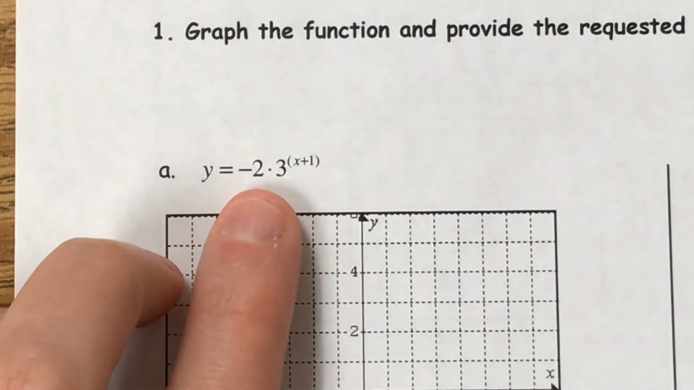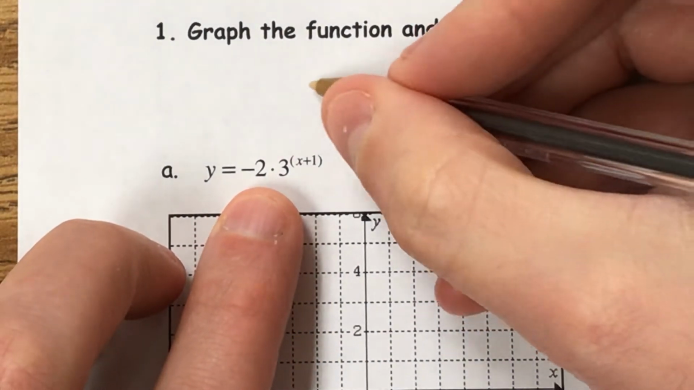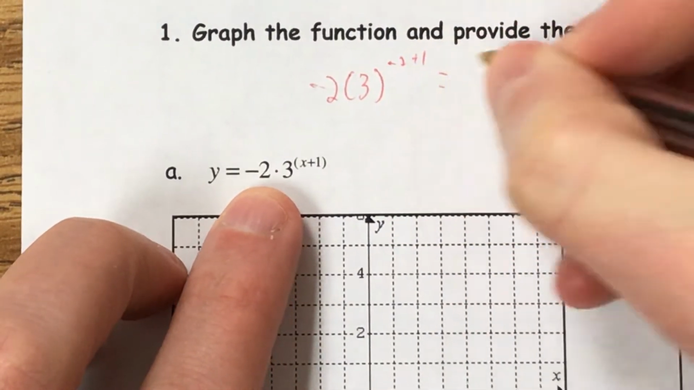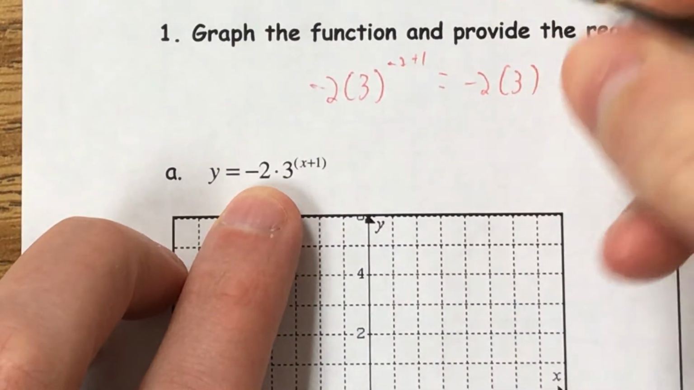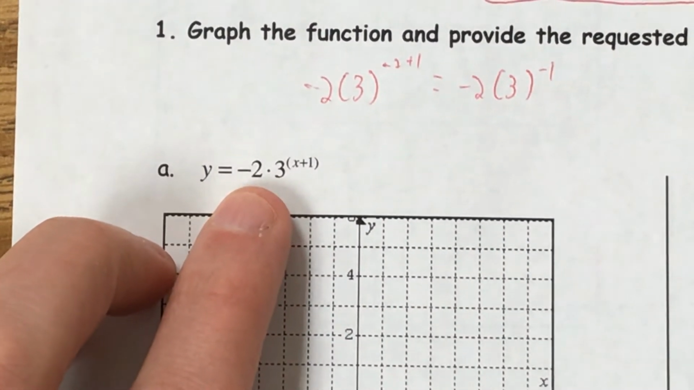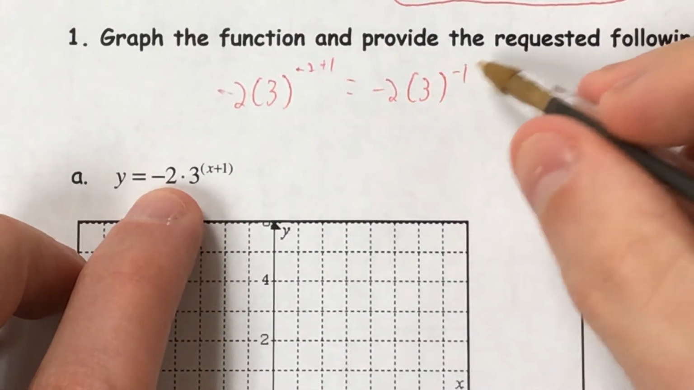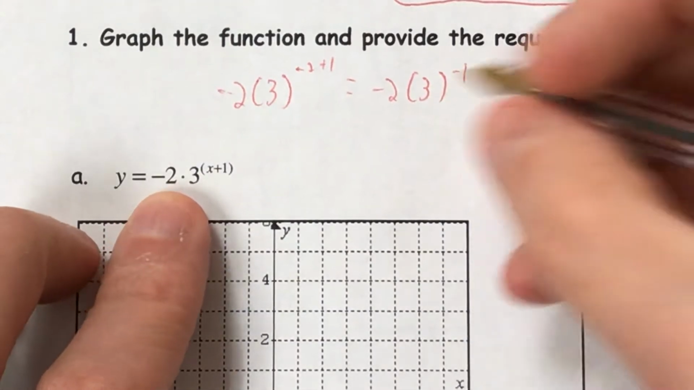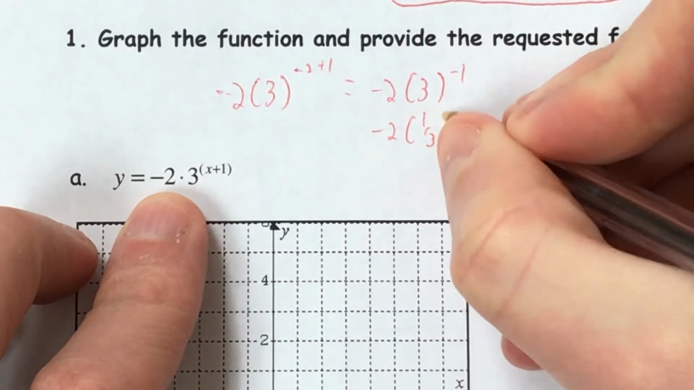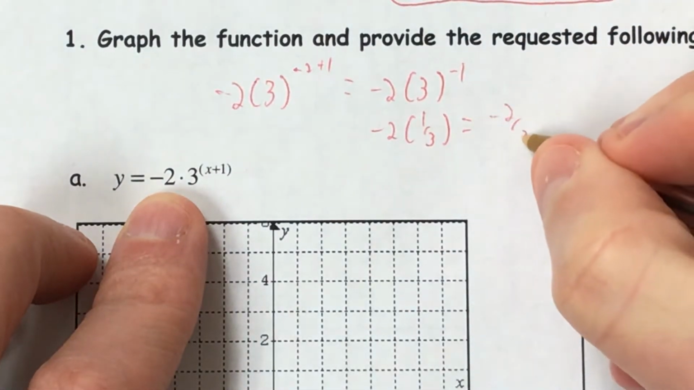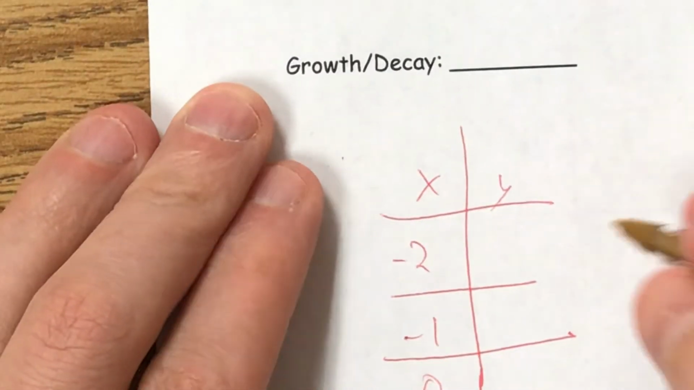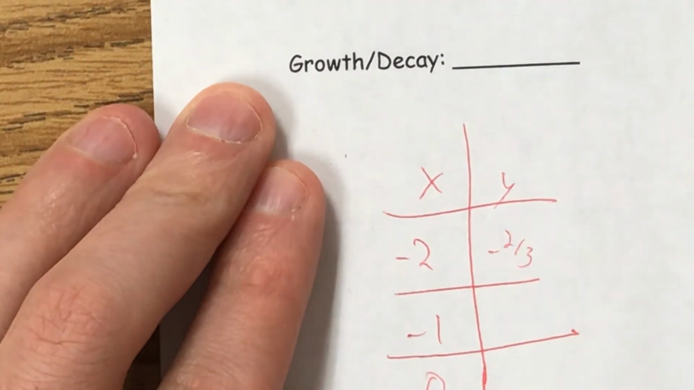So here, if you're plugging in our first number of -2, -2 times 3 to the -2 plus 1, that'd be -2 times 3 to the -1st. Anytime you have something to the -1st power, you're just going to change it into a fraction. So instead of 3, it would be 1 over 3. Which is just going to be -2/3. 2 times 1/3 is 2/3. So -2/3 is going to go into our table.